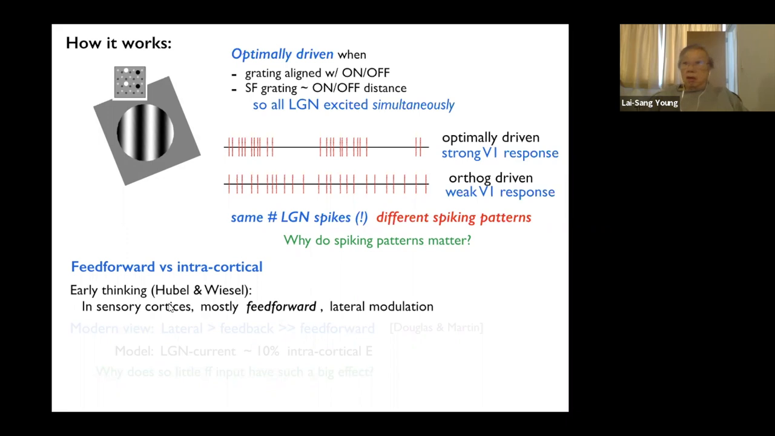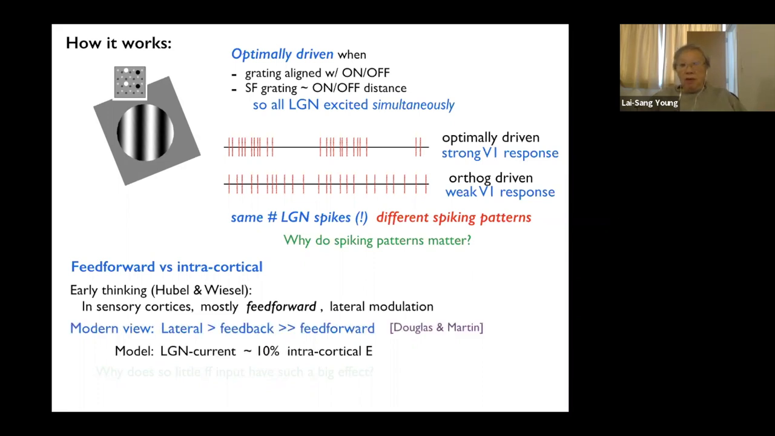So the early thinking, from the time of Hubel and Wiesel, was that especially in the sensory cortices that are so close to external input, most of the input is feed-forward. So for a long, long time, people thought that 90-some percent, close to 100% of the currents a cell gets comes from the feed-forward signal, and that it gets into cortex, and maybe cortex changes it a little bit, but that's really what it does.